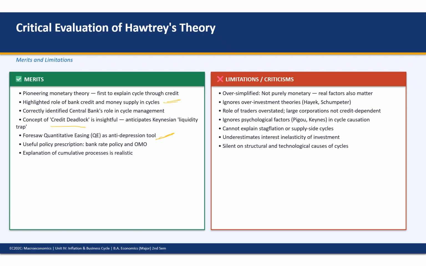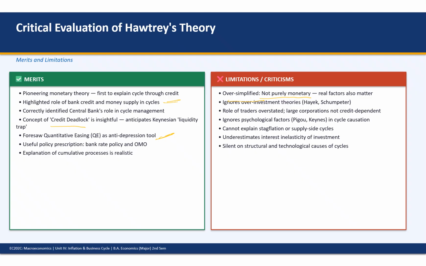Now let us come to the limitations. The main criticism is that the theory is too simple because it oversimplifies the trade cycle as a monetary phenomenon. In reality, real factors also matter, such as investment, psychology, technology, and structural changes. So later on, other theories came up which were based on such criticism.